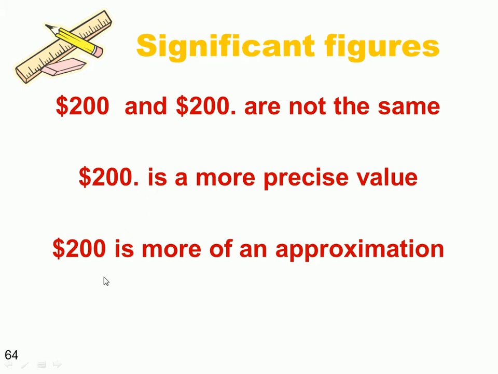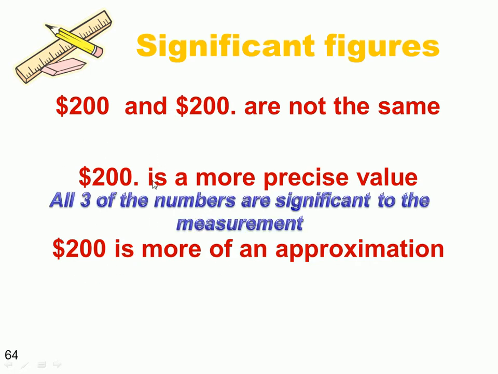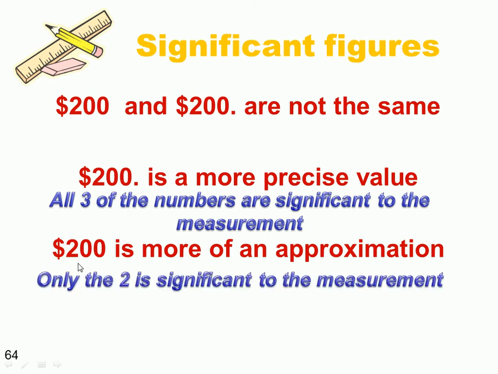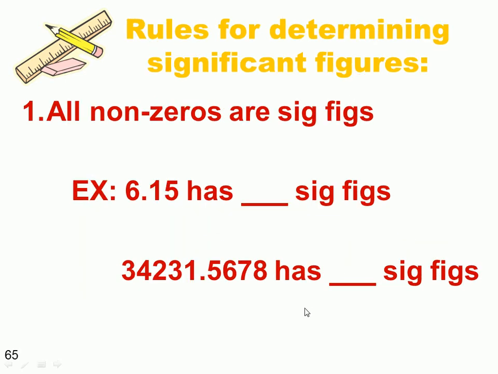If I showed 200 without a decimal place, that is more of an approximation. There are less significant figures in this value than there are here. So in this case, all three numbers are significant to the measurement, and in this case, only the 2 is significant to the measurement. So here are the rules for determining significant figures. All non-zero numbers are significant figures, or sig figs.